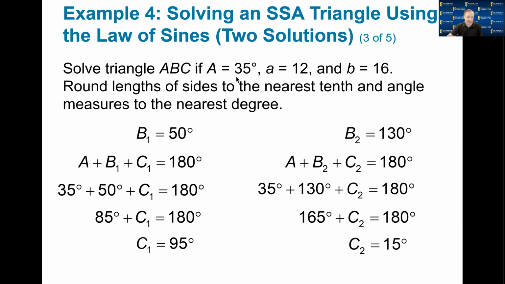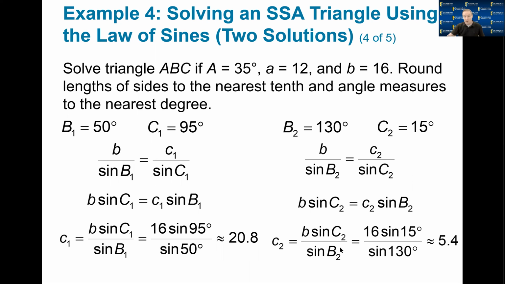So now I just have to work out the two separate problems. For the first problem, I find all of my angles, just like I was talking about. I need to find angle C in triangle 1, need to find angle C in triangle 2. And then once I have that information, I can find side C. I can say, well, B over the sine of angle B in triangle 1 should equal side C in triangle 1 over the sine of angle C in triangle 1.